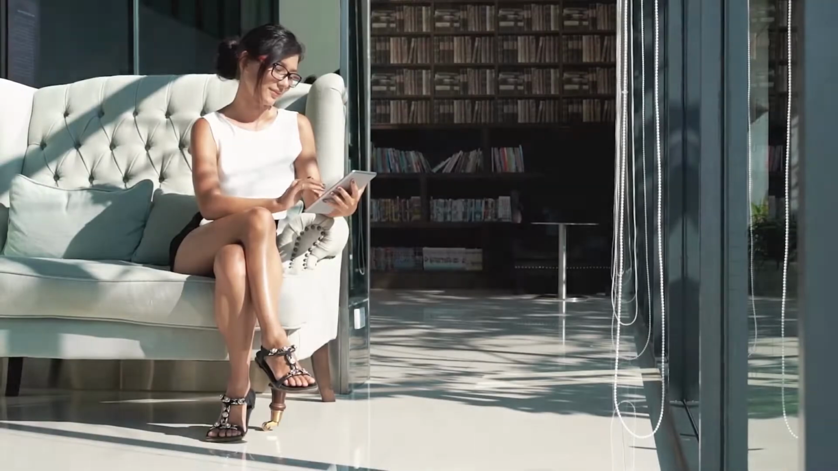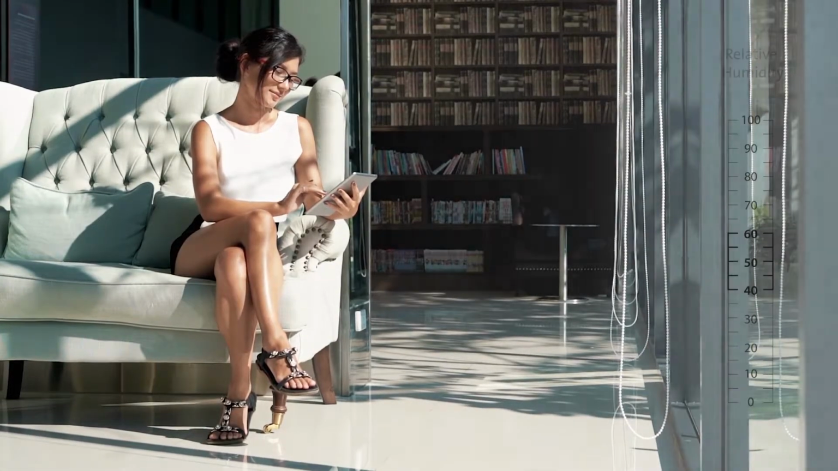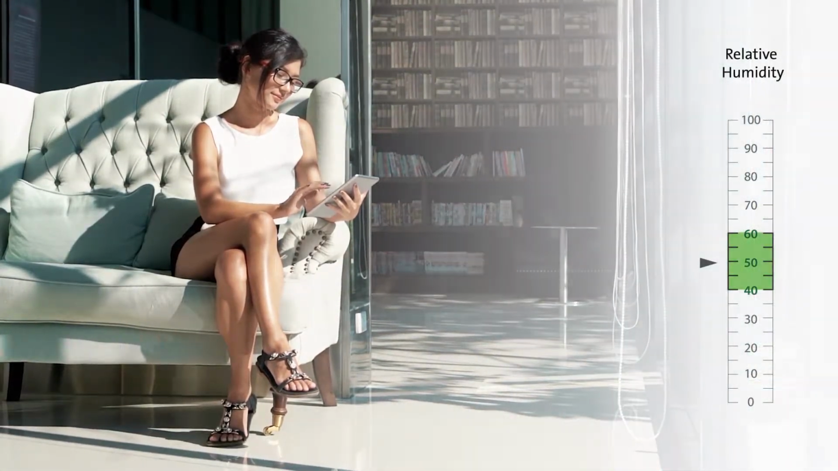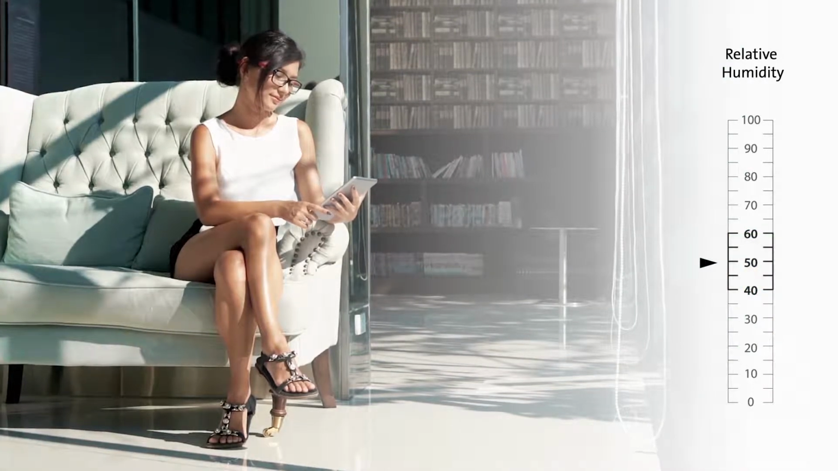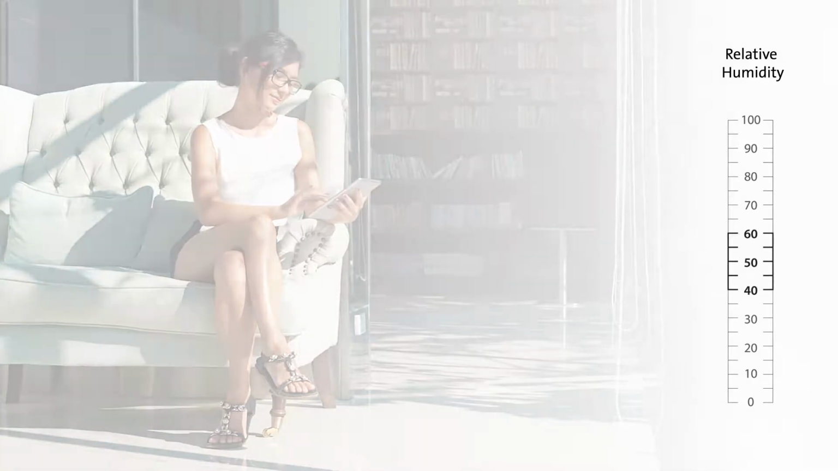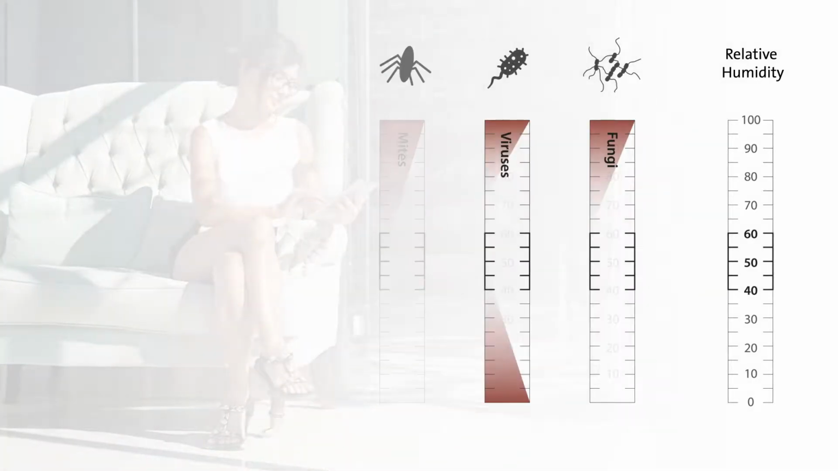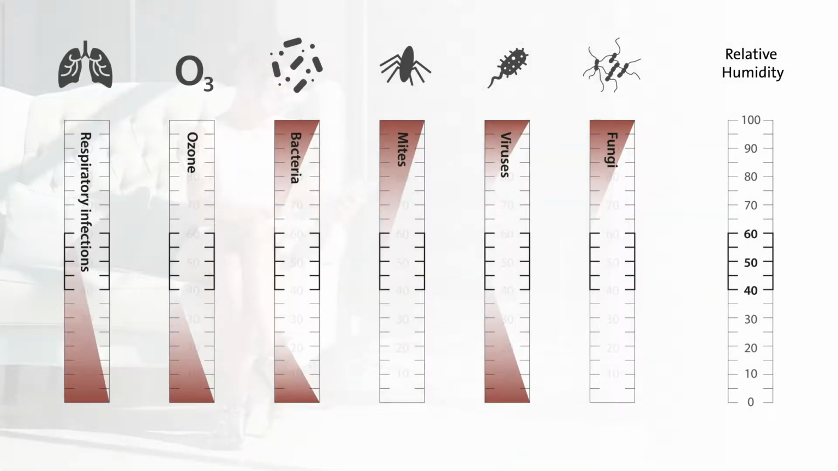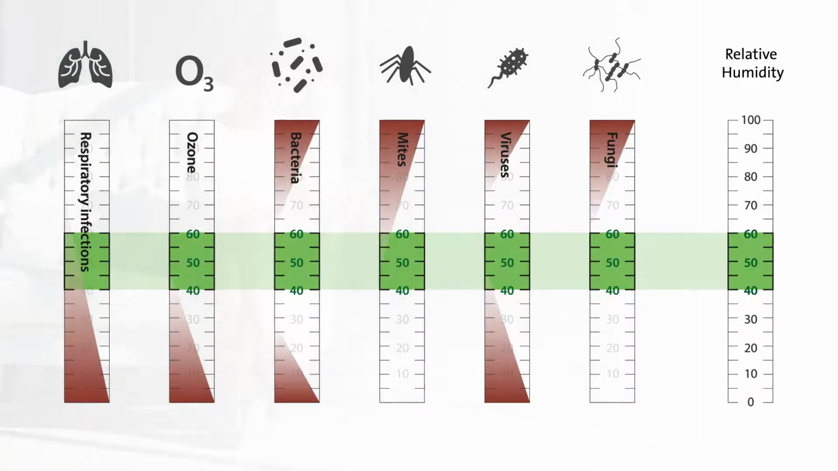What is the optimal humidity for a comfortable and healthy indoor climate in which we feel comfortable? The optimum value is between 40 and 60% relative humidity. In this range it is neither too damp nor too dry, and the contamination of the indoor air by pathogens, fungi, viruses, mites or bacteria is at its lowest. This applies in particular to contamination caused by flu viruses.